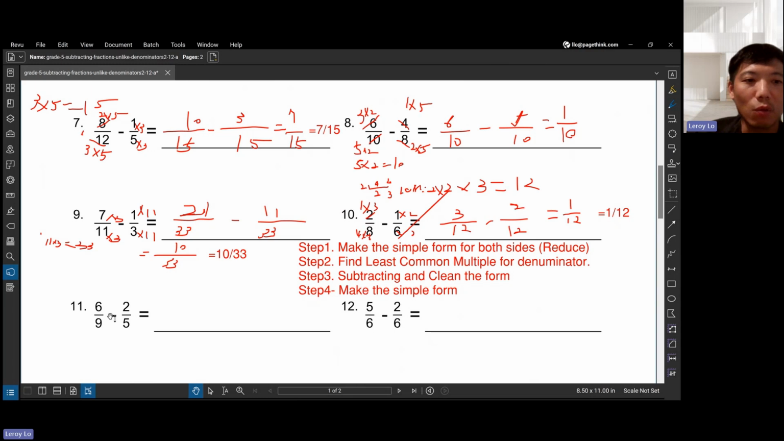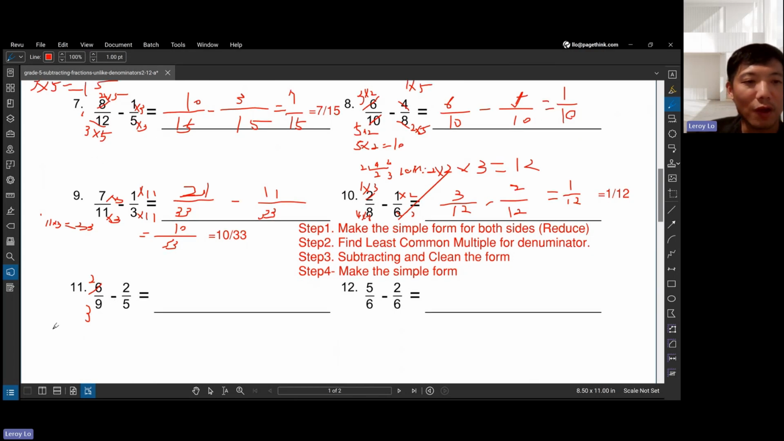Okay, moving on to the next, 11. 6 over 9 minus 2 over 5. So step 1 will be to make the simple form for both sides. Let's check. 6 and 9 have common factor 3. So we divide it by common factor 3. So we got 2 and 3. And the 2 over 5, we don't have any common factor, we only have common factor 1. So we can keep this as a simple form. So step 2, find the least common multiple for denominators. So now we have 3 and 5 for this question. So I use 3 times 5 to get the least common multiple.